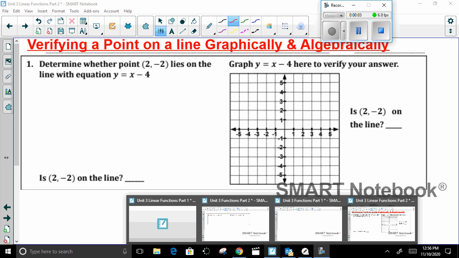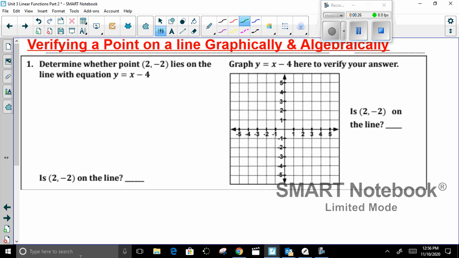Hey all, today we're going to verify if a point is on a line, and we're going to verify that graphically and algebraically. Previously we've been graphing lines that are in slope-intercept form, so we know how to do that, and we want to refresh our memory on that, and then double check if points lie on a line. We can do that algebraically as well.